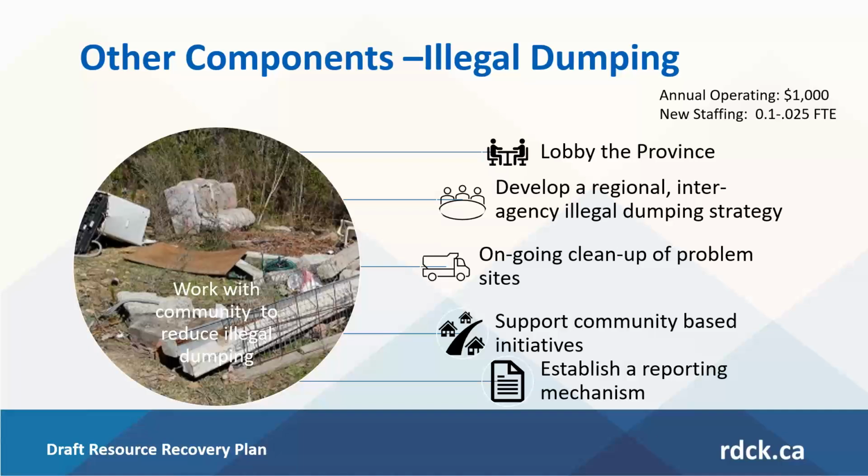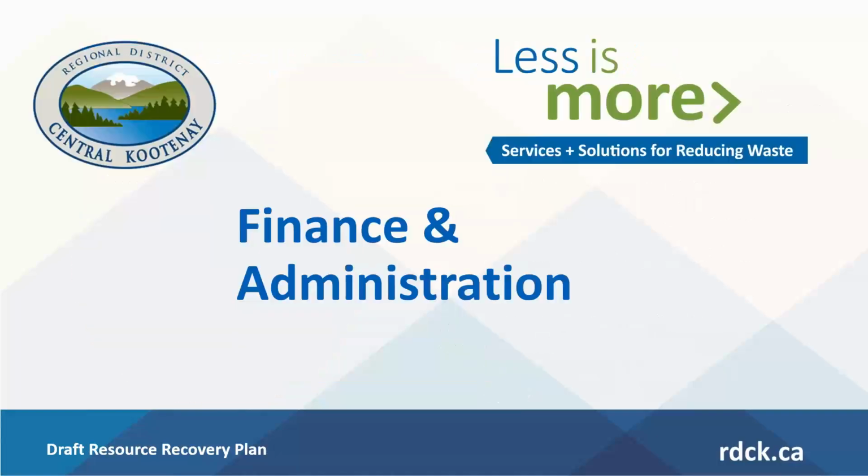Another component is to work with the community to reduce illegal dumping by lobbying the province to improve their activities regarding reporting and compliance enforcement, to develop a regional interagency illegal dumping strategy, to look at ongoing cleanup of problem sites, to support community-based initiatives, and to establish a reporting mechanism. And the cost for this across all three subregions is about $1,000 a year with some new staffing.